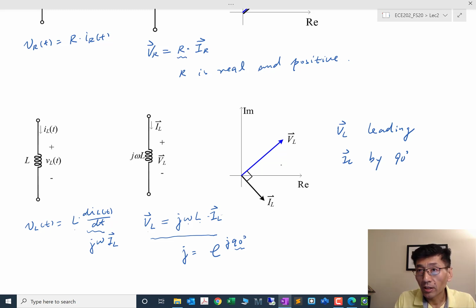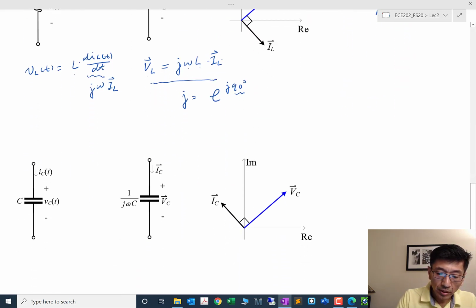This is important. You're going to have this leading and lagging when you take 320. I know some of you will take 320. So this is an important concept. And all the leading, lagging power factors, all those things are also related to the relative relation of the current and voltage phasors.